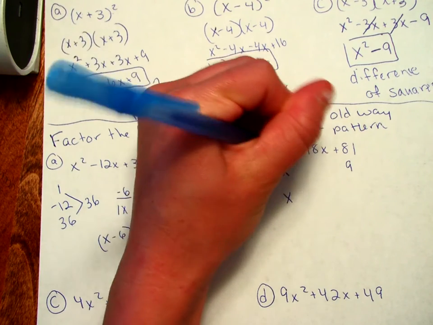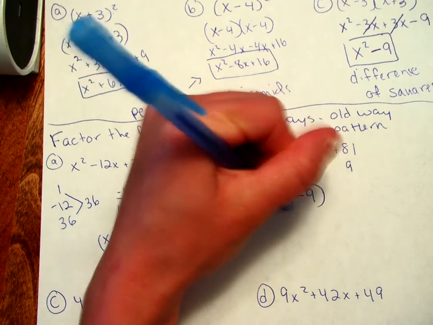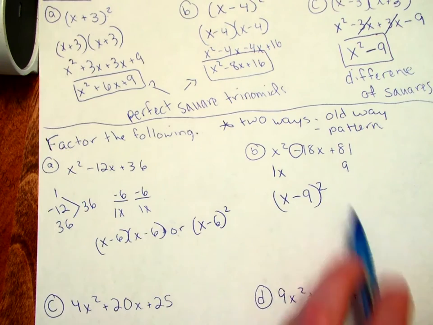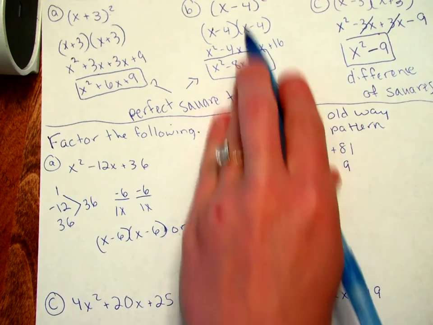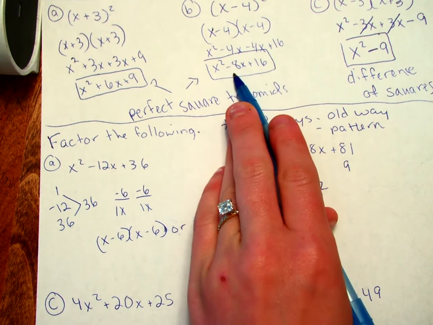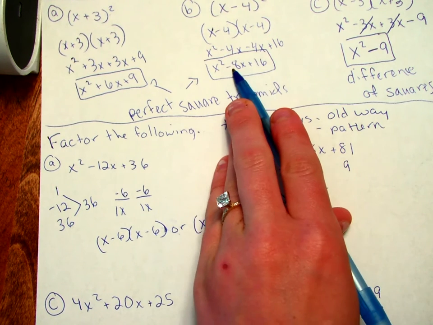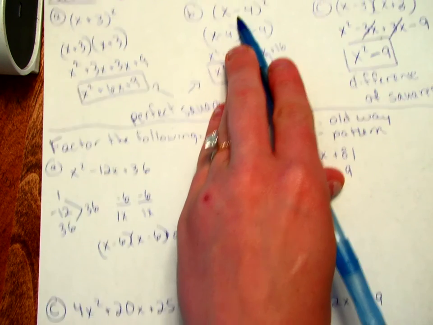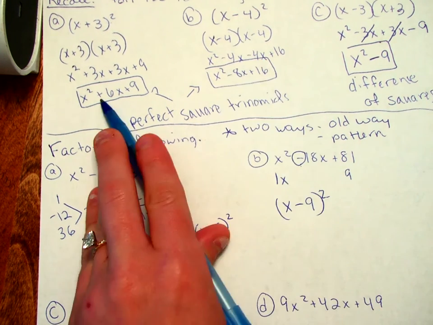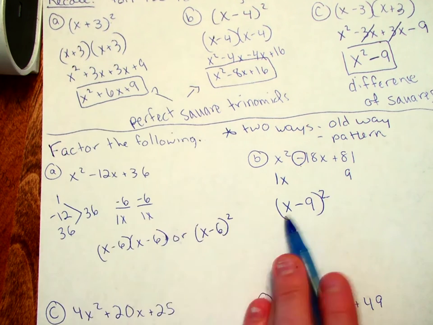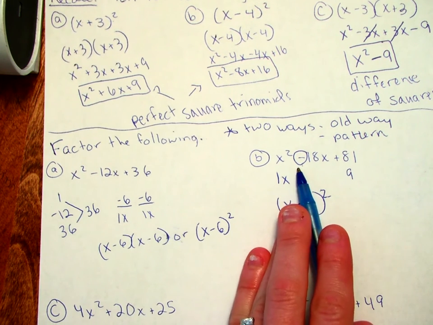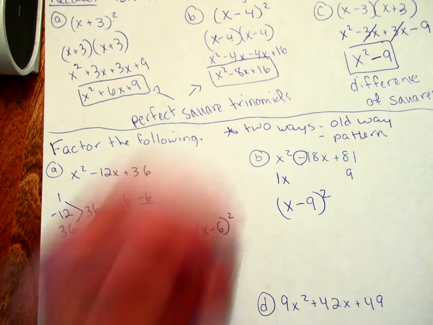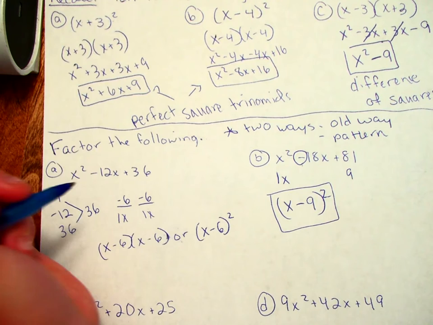X minus 9 squared. You'll notice it's minus because up here, when you have a minus to begin with, your binomial should have a minus. If you have a plus to begin with, your binomial should have a plus. Both of these had the first b negative, so that becomes negative. And that's all you have to do.